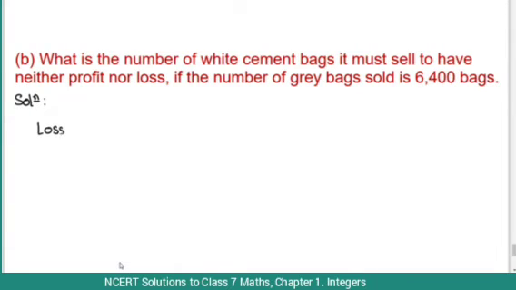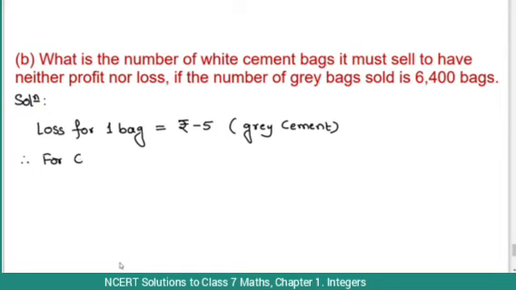Loss for 1 bag of grey cement is given as rupees minus 5. Loss for 1 bag is minus 5 rupees. That is for grey cement. Therefore, for 6,400 bags, loss will be how much? It is 6,400 into minus 5, which is equal to minus 32,000.